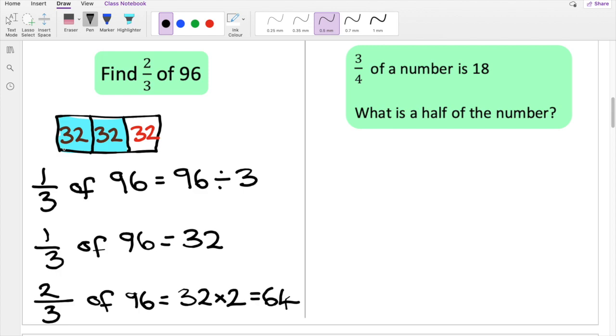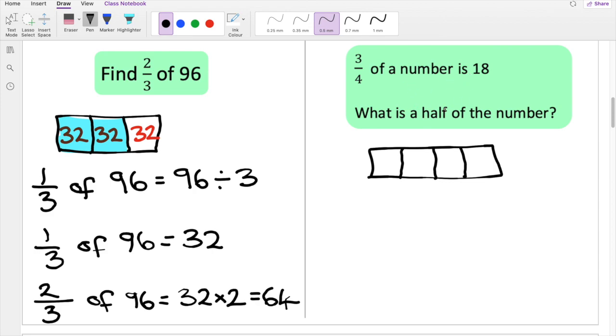Now the one on the right hand side is a slightly different question. Again, using a bar model is really going to help us answer this. So 3/4 of a number is 18. So if I draw my bar model here, now remember the denominator tells us how many equal parts to split our bar model into, and we need to split it into 4 equal parts. I'm being told 3/4 of a number is 18.